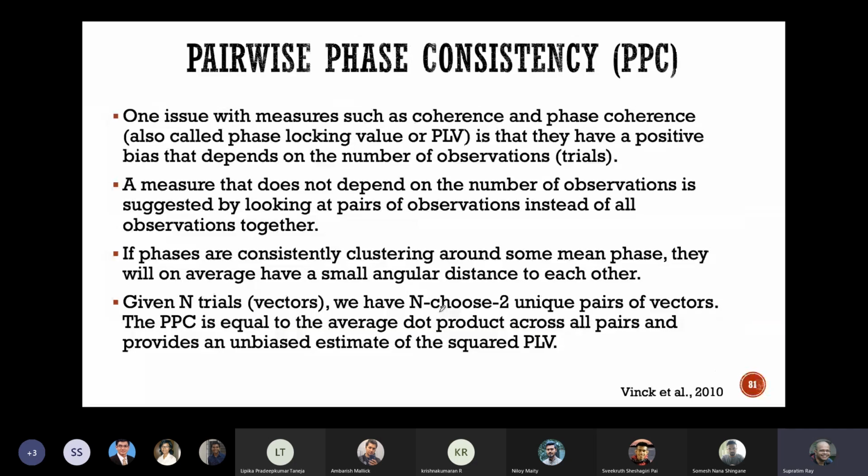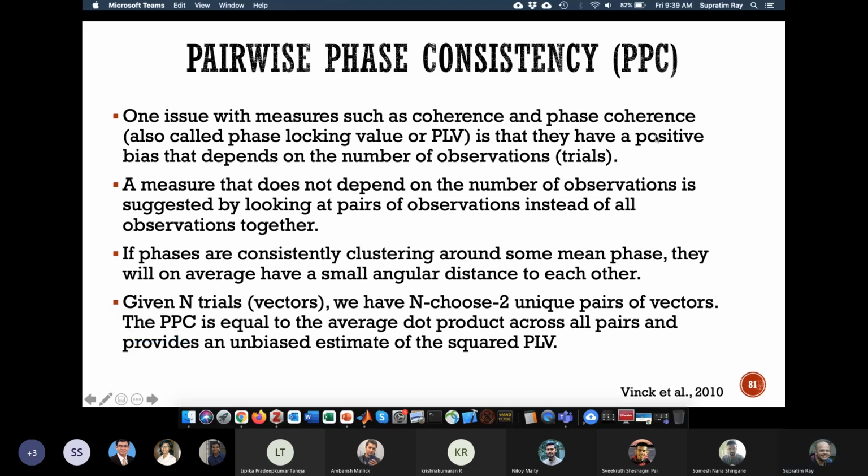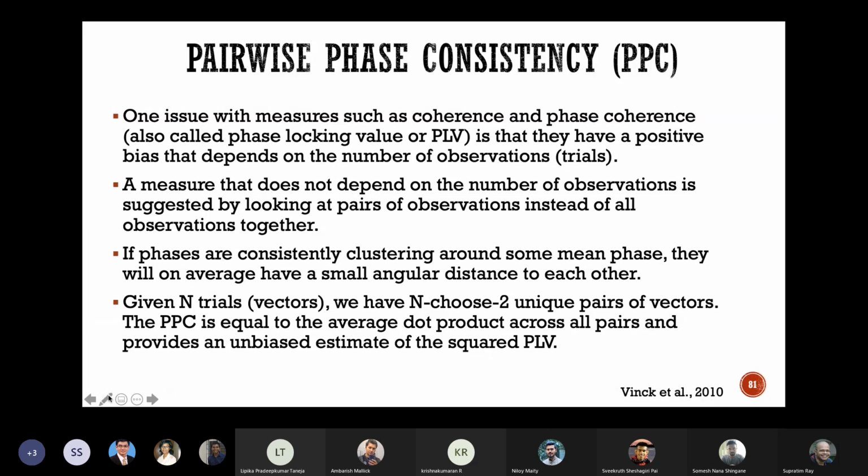Okay, so I'm going to do one more, which is actually a little bit more involved, and then I'll finish off with Granger causality. At this point, if there are any questions, please ask. Otherwise, I'm going to talk about PPC and then GC. Okay, so no questions means everyone is okay with what I'm saying.